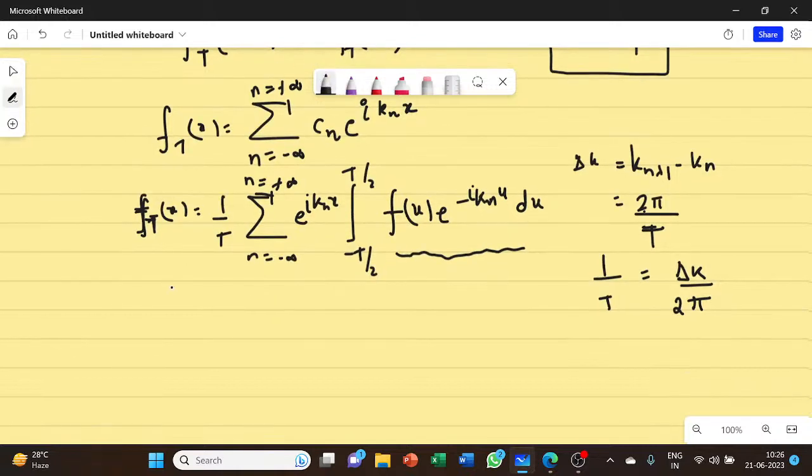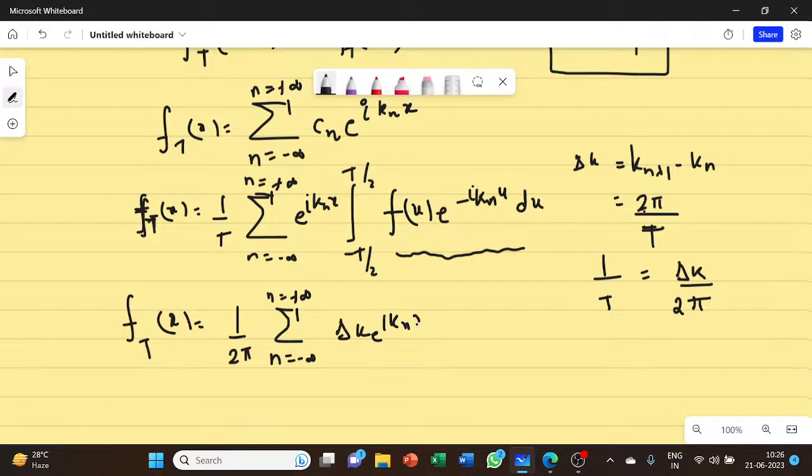So I'll write this f_T(x) is simply 1 upon 2π, and then I have summation n equals minus infinity to n equals plus infinity, and then you have this delta k, and then you have e to the power iota k_n x, and then you have this integration from minus T by 2 to plus T by 2. This is f of u, and this is e to the power minus iota k_n u du.